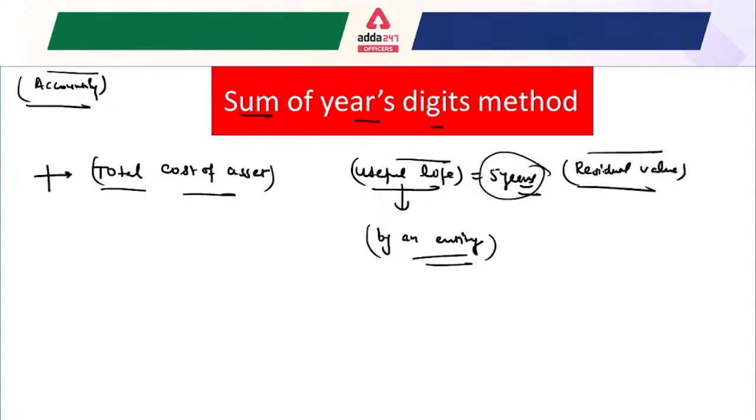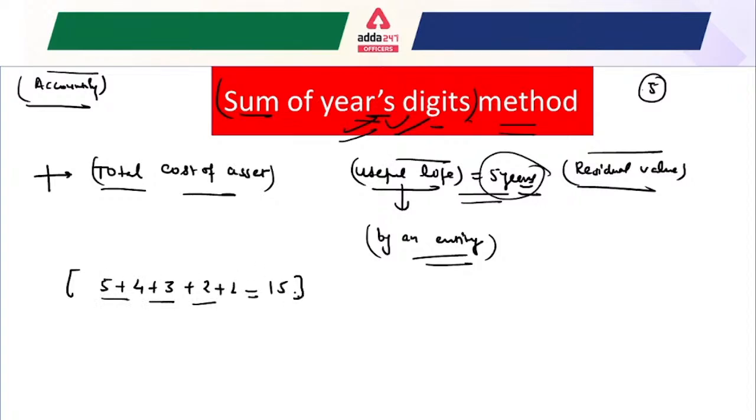Now the point is, when we have to solve questions using the sum of year digit method, how do we solve this? Suppose the useful life is 5 years, so we start with 5, after that 4, then 3, then 2, and then 1. As the method itself represents, it is the sum of years digit. That means we sum up all these year digits, and this sum would be equal to 15, right?